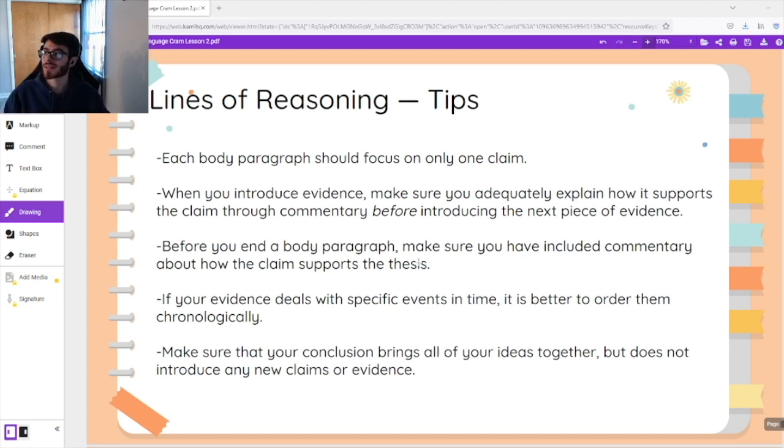That's not how it has to be done. It could be done earlier in the paragraph, but you need to make sure before you end the body paragraph that you have at some point included that commentary about how the claim supports the thesis.